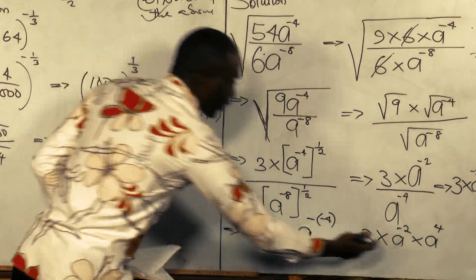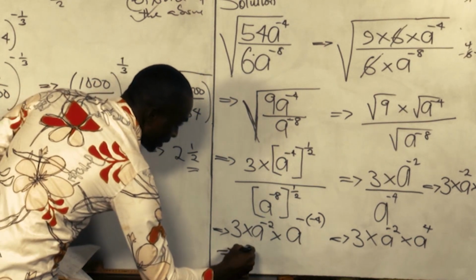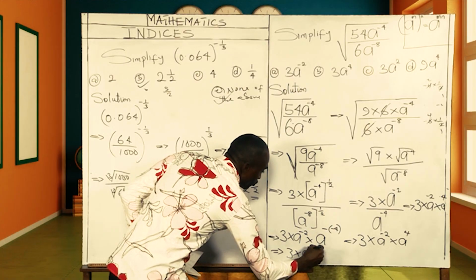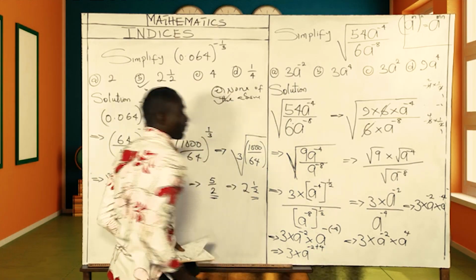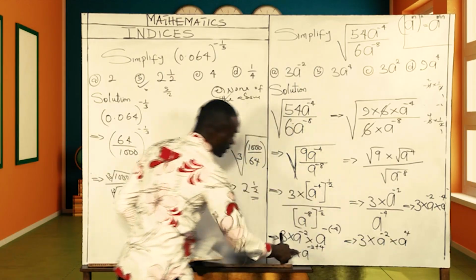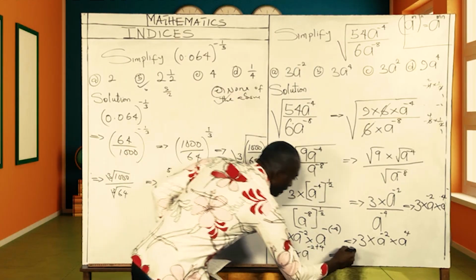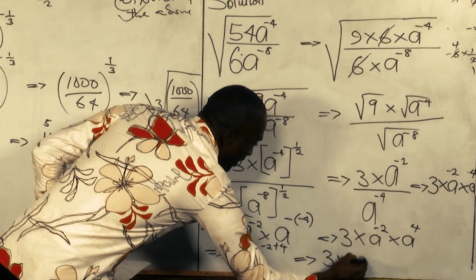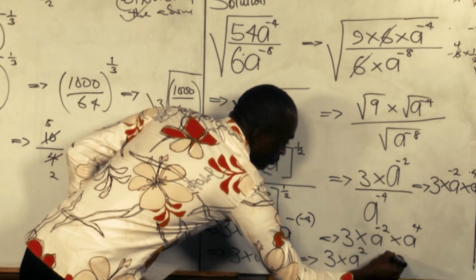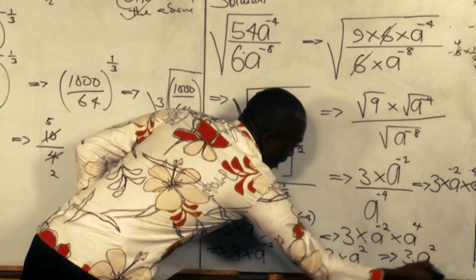Okay, now all this will give us 3 multiplied by a raised to the power minus 2 plus 4. A raised to the power minus 2 times a raised to the power 4 will give us this from the rules of indices, and this is going to give us 3 multiplied by a raised to the power minus 2 plus 4 is 2, which will give us 3a raised to the power 2 as our answer.